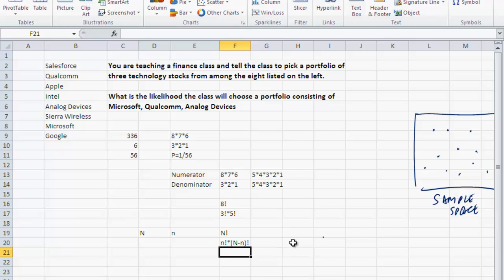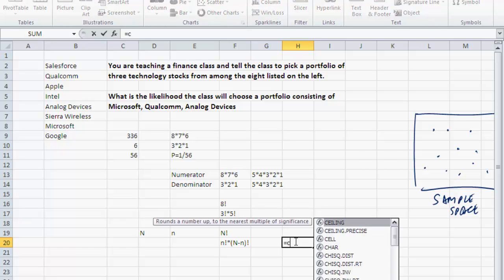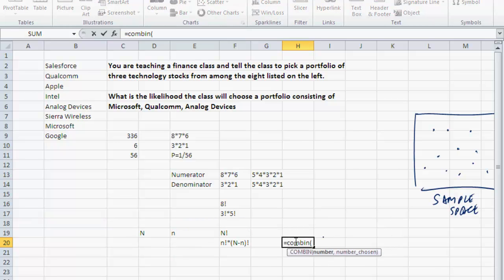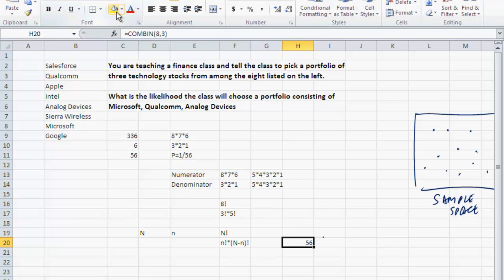Fortunately, Excel has a built-in function for this, so let me show that to you. It is COMBIN, combination. How many items do you have in total? I have 8 technology stocks and I'm trying to choose 3 out of that 8, and order does not matter. I should get 56, and there you have it. Here's 56 and here's the same 56 that we got manually.